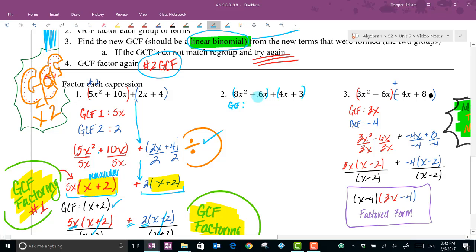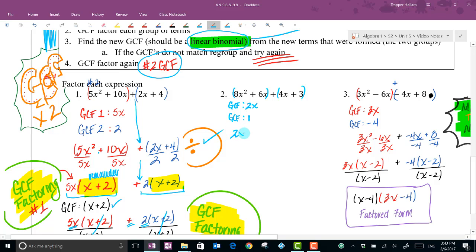I can take a 2 out of both of those coefficients, and I can subtract 1x out. The GCF of the second group looks like it doesn't really have a GCF. 4 is not divisible by anything with 3, and they both don't have an x. So I say the GCF is 1. That's fine. Don't let that fool you. It's good. So now we're going to take that GCF.